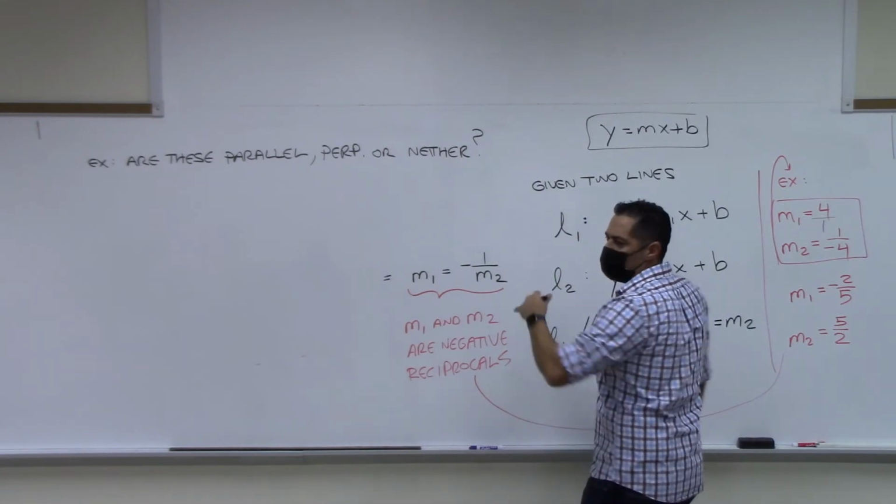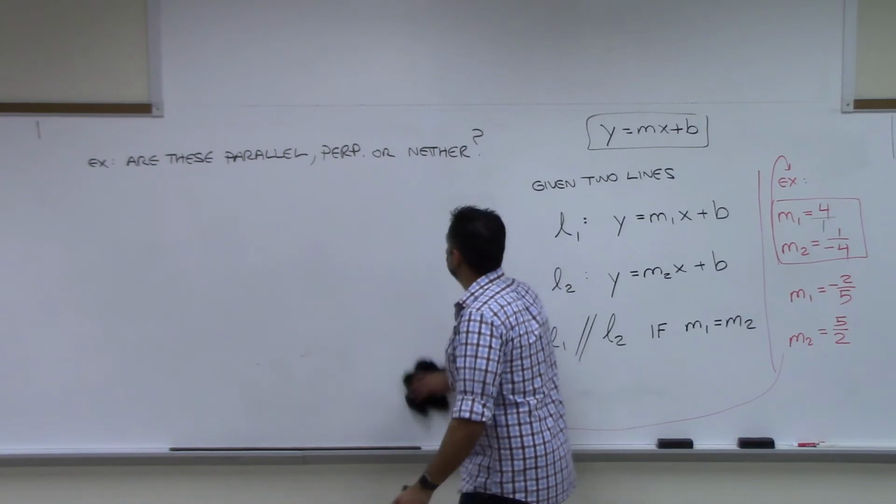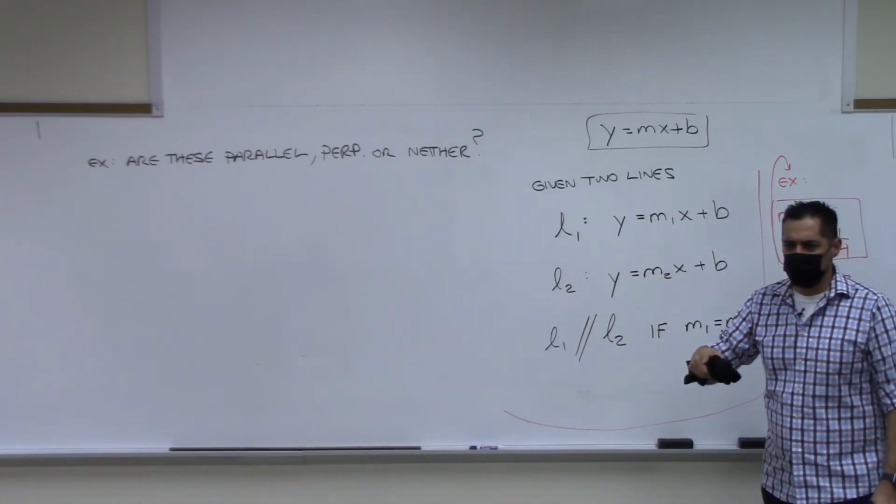If they're neither, they're called skew, but is that the way you spell neither? Yes. It's not I before E, except that, we talked about that last time, right?